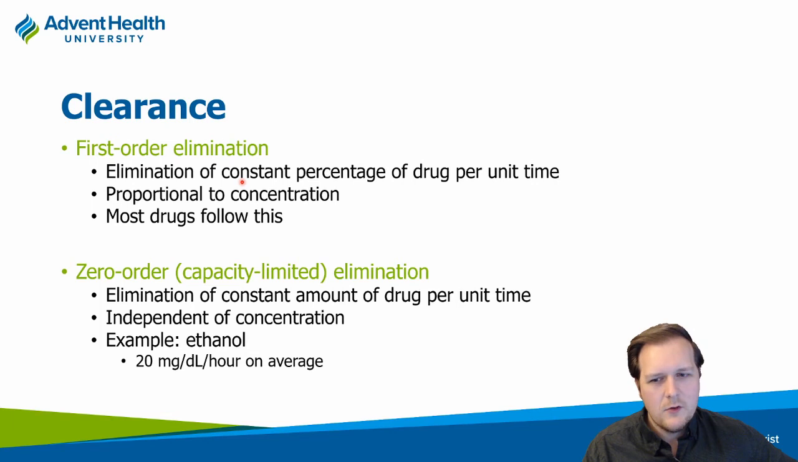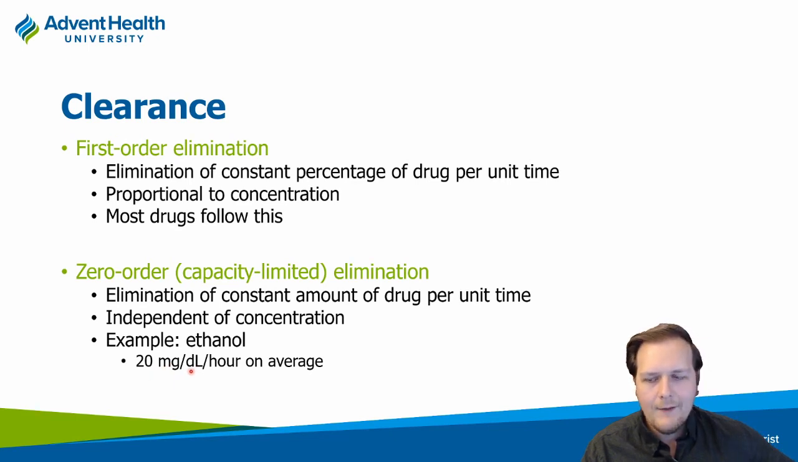There's also what we call a zero order or capacity limited elimination. This just means you're eliminating the same amount of drug per unit of time. So it doesn't matter how high you get the levels of the drug up, that amount never changes. It's always going to be 20 milligrams per deciliter per hour for the instance here of ethanol. And so independent of concentration, right? So what you're going to find is that this roughly equates with alcohol to 1 drink per hour, right?